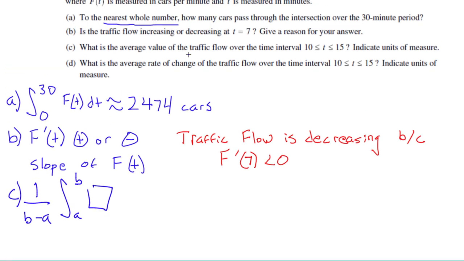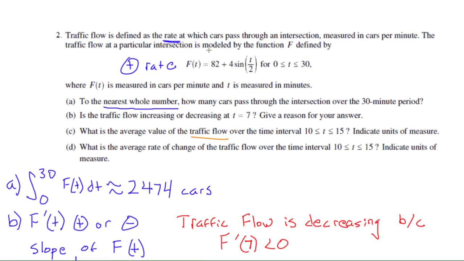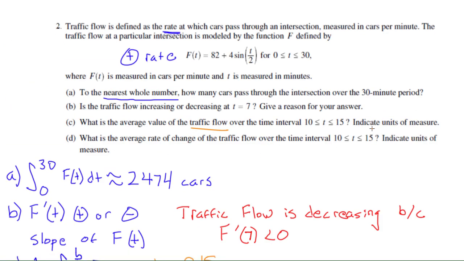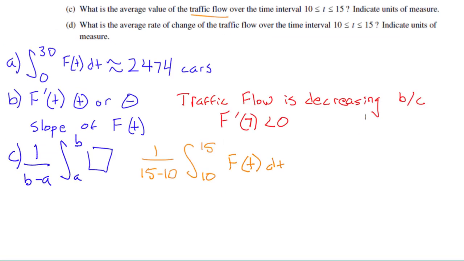I'm looking for the average flow over 10 to 15, which means my integral is 1 over 15 minus 10, integral from 10 to 15. And I'm talking about average value of traffic flow. Traffic flow is capital F of t, so this anything is capital F of t, dt, over 10 to 15. And I do need to do units here.